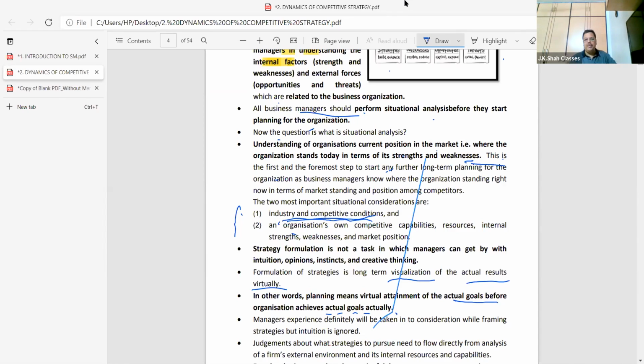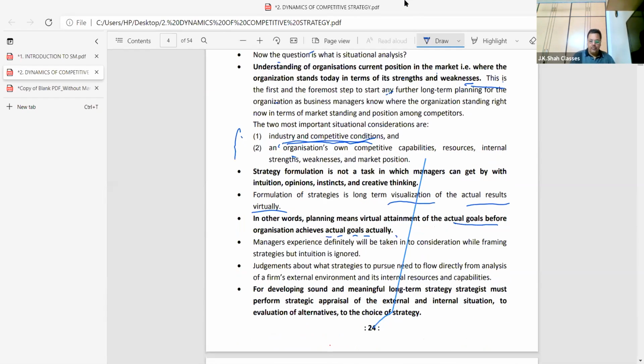I used to say in my class like this: if I'm entering a war, I should first win the war in my mind. If I'm entering a battle, I should win the battle in my mind. Then it becomes easy to win it on the ground. So analysis has to be done on how I'll be managing myself and my resources to achieve the objectives.